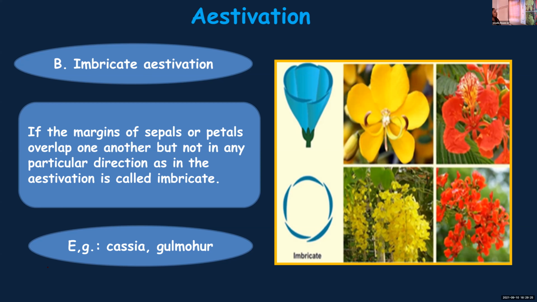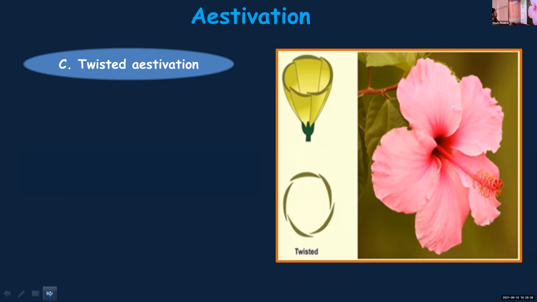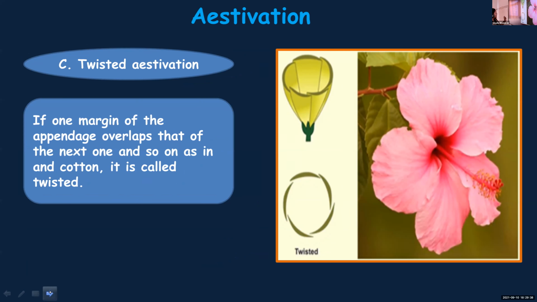Cassia and Gulmohar are examples for imbricate aestivation. When I explain the next one, you will understand why I said not in any particular direction. See the next one. Twisted aestivation. Here one margin of the appendage overlaps that of the next one. So this is in a particular fashion. If you see closely, you will understand.